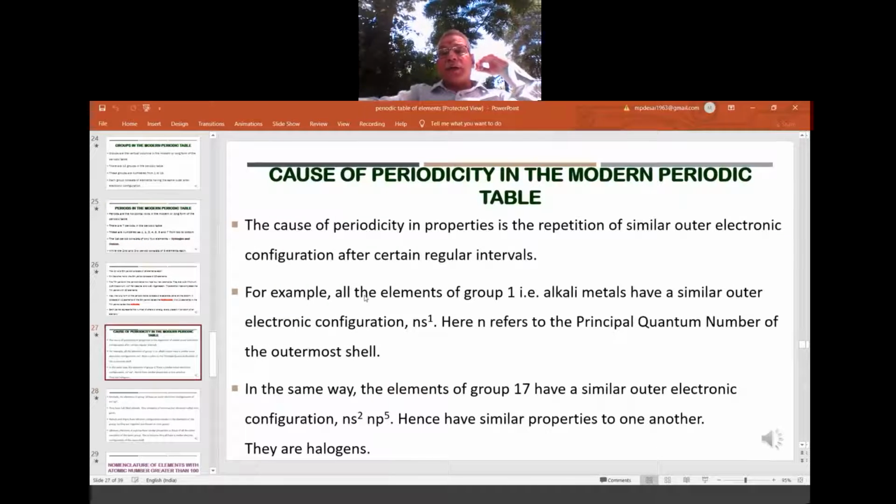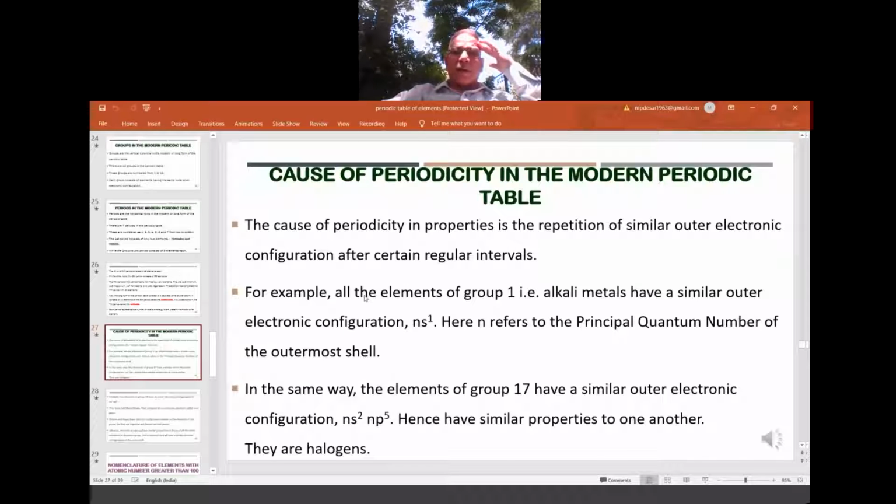Now, what is the cause of periodicity? What is meant by periodicity here? It is a recurrence of properties, repetition of the properties. So the property repeats after a definite time interval, after a certain period. So why are properties repeating here? If you see the electronic configuration of all the elements up to 92, you will come to know that there is some trend, some specialty.